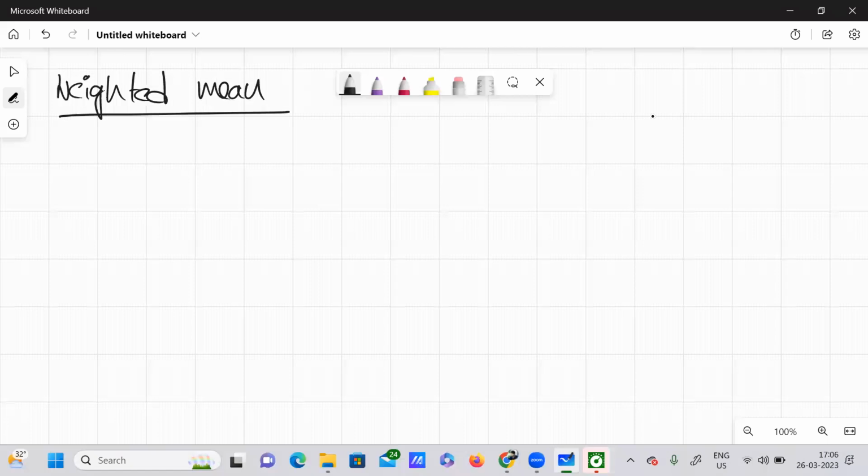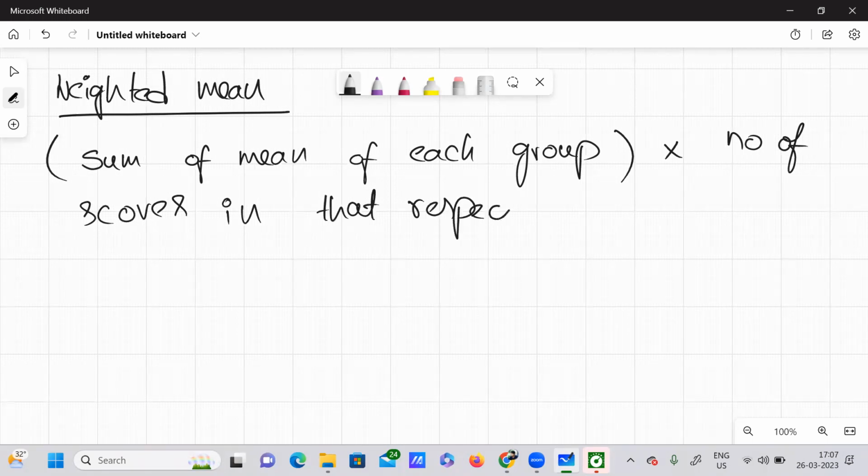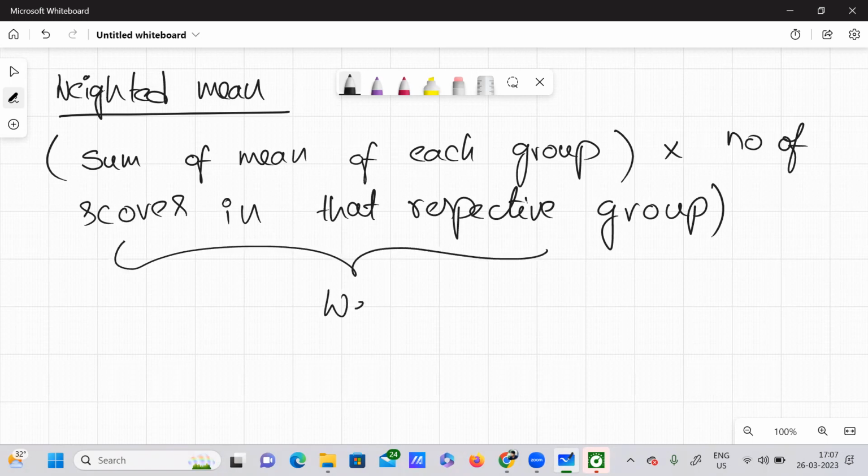So first of all, let's have a look at the definition first. What is meant by weighted mean? Weighted mean is nothing but the sum of mean of each group multiplied by number of scores in that respective group. So what do you mean by this number of scores in that respective group? This entire thing itself, in short, we can call them as weights.